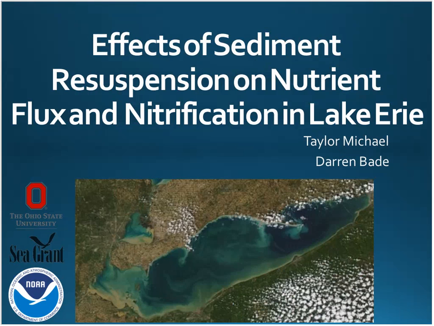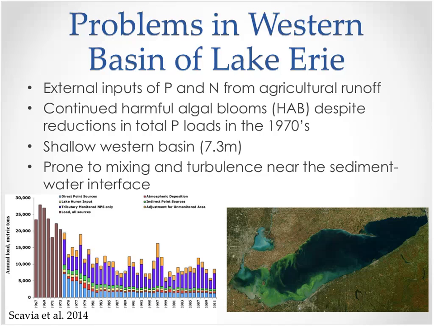All right. So I looked at the effects of sediment resuspension on nutrient flux and nitrification within Lake Erie. Here we see the sediment that's suspended in the lake. A lot of this around Maumee is due to external inputs from the Maumee River, but in shallow areas you also see this resuspension from mixing and storm events. Some problems we have in the western basin of Lake Erie, as we know, we get a lot of external inputs of nitrogen and phosphorus from agricultural runoff, and despite reductions in total phosphorus shown here since the 1970s, we still see this continued problem of harmful algal blooms.